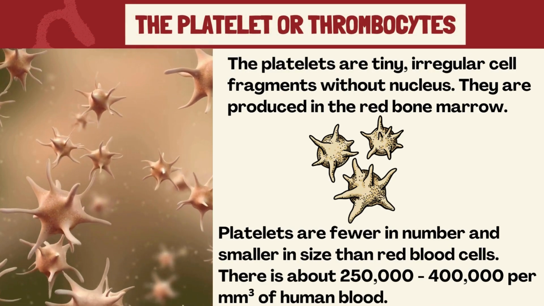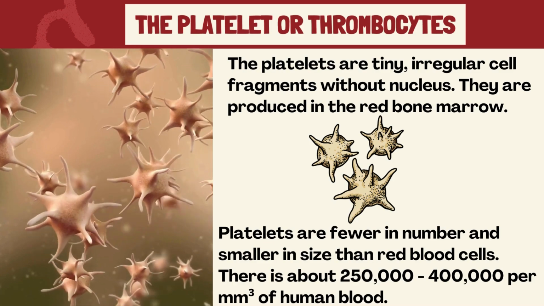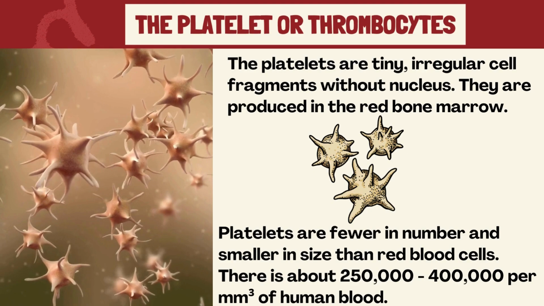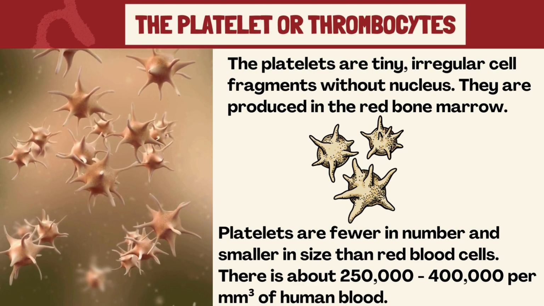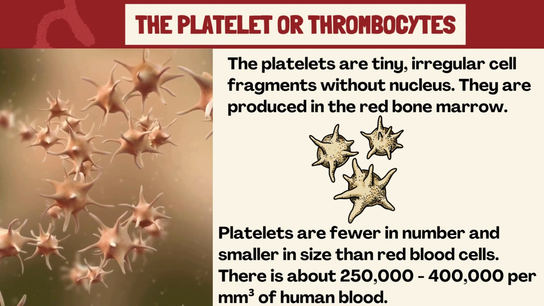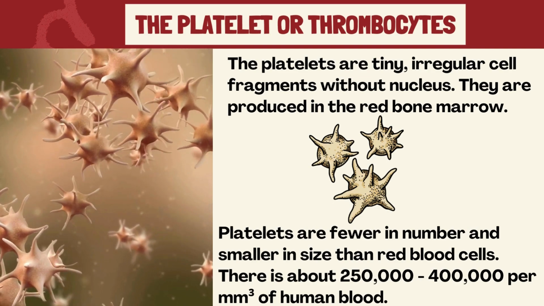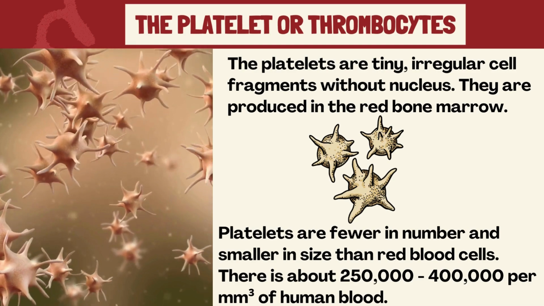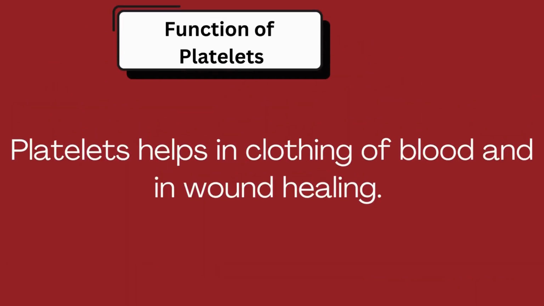The blood platelets. The blood platelets, also called thrombocytes, are tiny irregular cell fragments without a nucleus. They are produced in the red bone marrow. Platelets are fewer in number and also smaller in size than the red blood cells. About 250,000 to 400,000 platelets are present per cubic millimeter of human blood. The function of platelets. Platelets aid in blood clotting and also in healing of wounds.